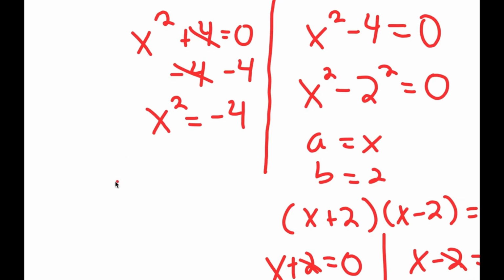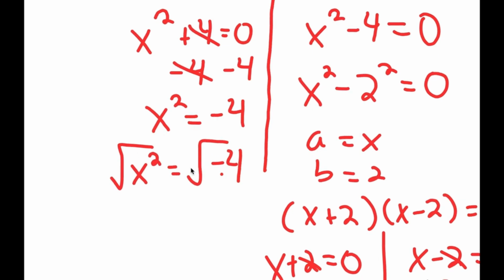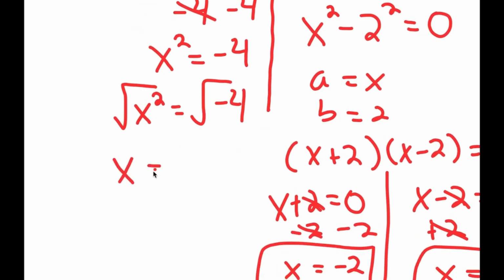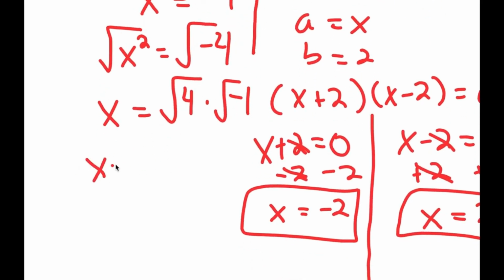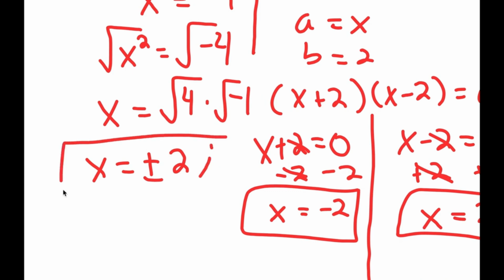Now, if I take the square root on both sides, the square root of x squared, which is x, is equal to the square root of negative 4, which is the same thing as the square root of 4 times the square root of negative 1. And if you guys already know, the square root of negative 1 is equal to i. So I get x is equal to positive or negative 2i. So I actually have 4 solutions to this equation.